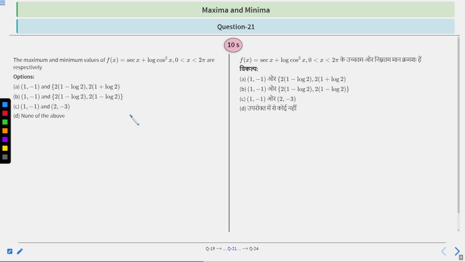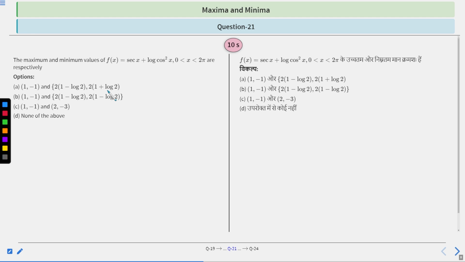So the hint of the question is, first you will find f dash x, and put f dash x equal to 0 to get the critical points, right? And at each critical point, you can find f double dash x and check the signs of f double dash x. If f double dash x is less than 0, then the function will attain maximum value, and if f double dash x is greater than 0, then the function will attain minimum value, right?